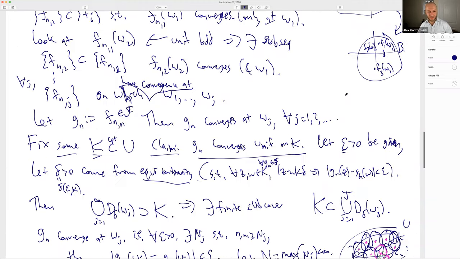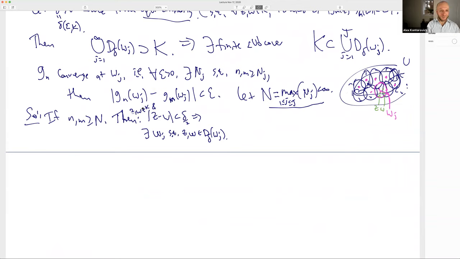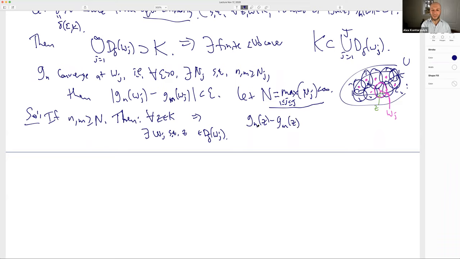Maybe that's why you guys are confused. I don't need a Z and a W. Then for all Z in K, there exists a Wj, so I don't need the W. There's a Wj that's within delta of Z. Does that make sense? So if n and m are greater than N, let's look at gn of Z minus gm of Z. This is what I want to be less than epsilon for every Z, uniformly over Z, just by choosing n and m large enough.